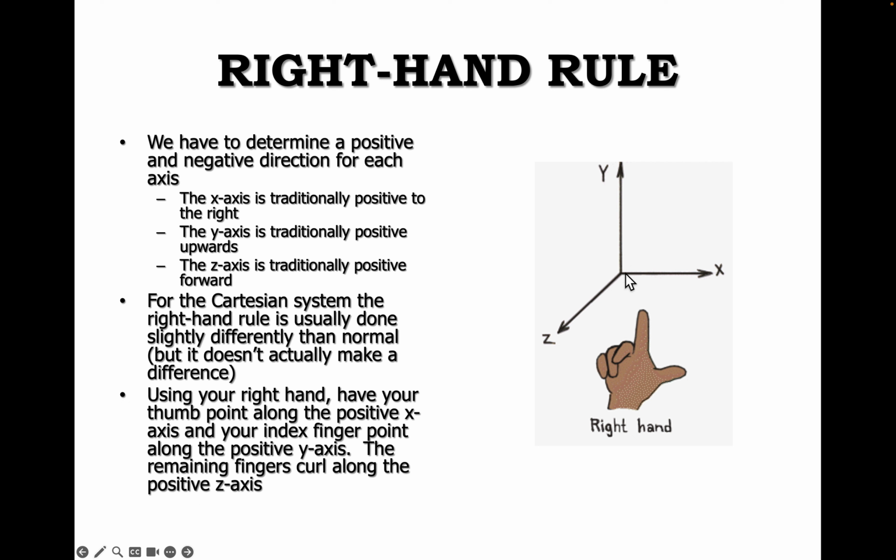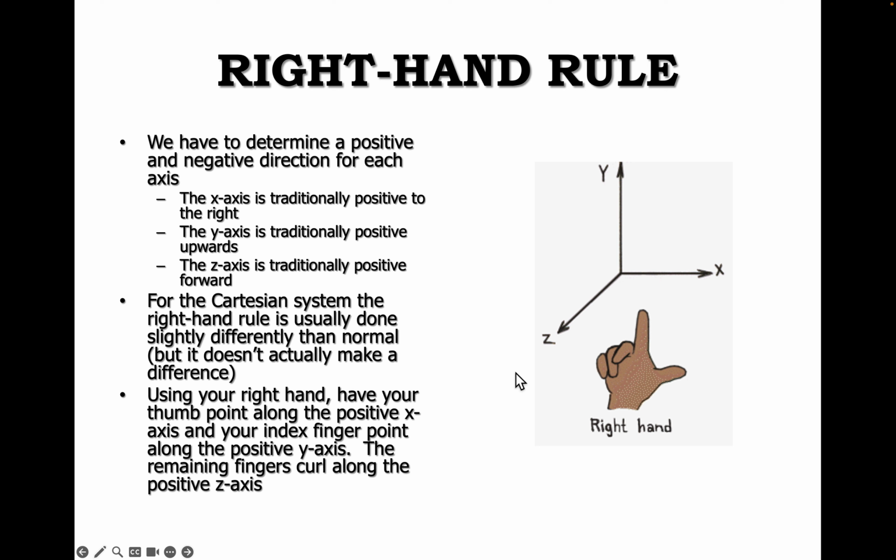So when we look at the x, y, and z axes, traditionally the x-axis is going to be positive going to the right. So going to the right, the x number would continue to get larger and larger and more positive. The y-axis moving up would get more and more positive.